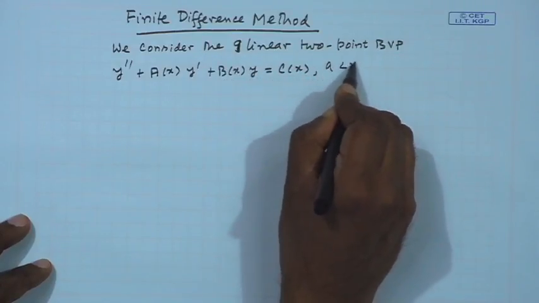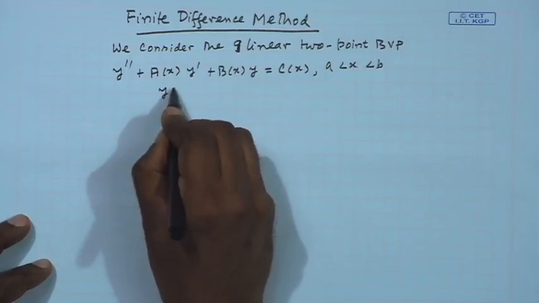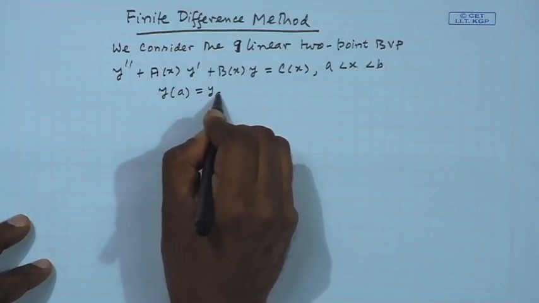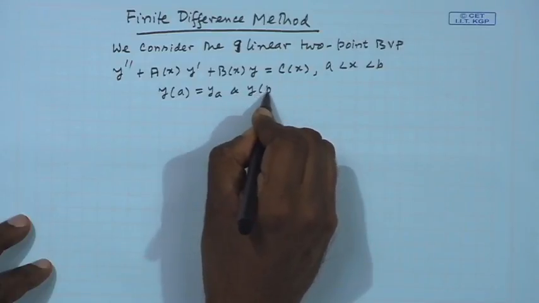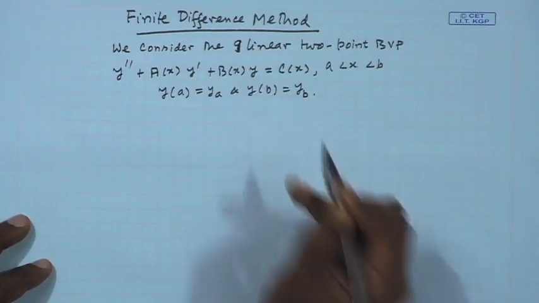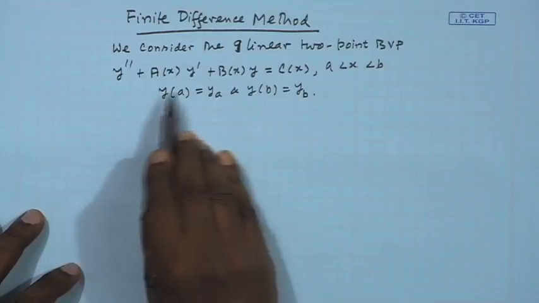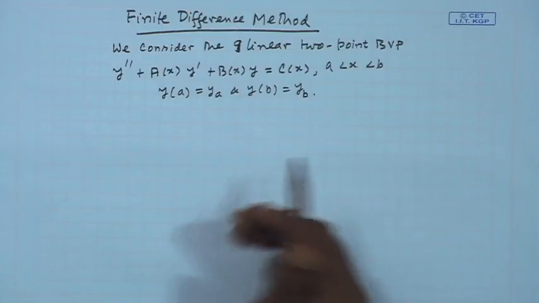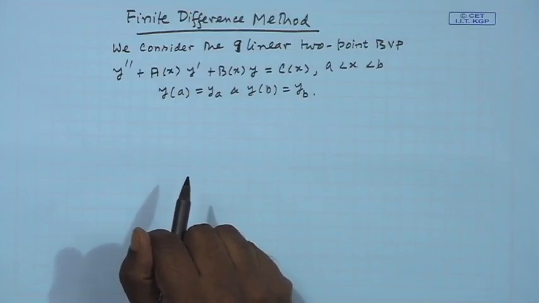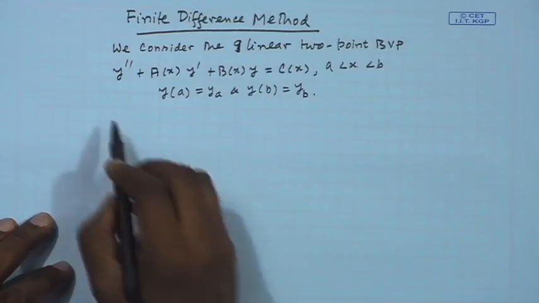Say a less than x less than b, y(a) equal to ya and y(b) equal to yb. These are the conditions given. A, B, C are either constant, or maybe some of them may be 0, or functions of at most x.